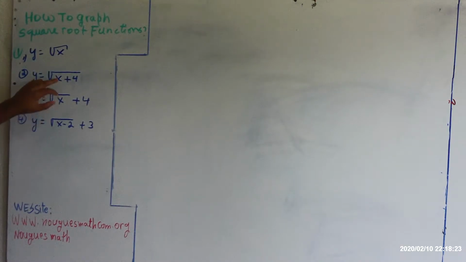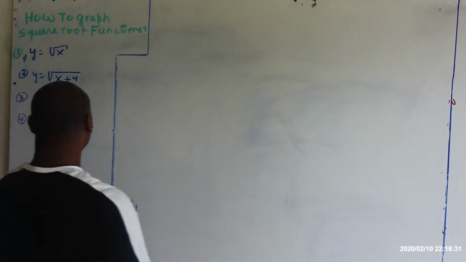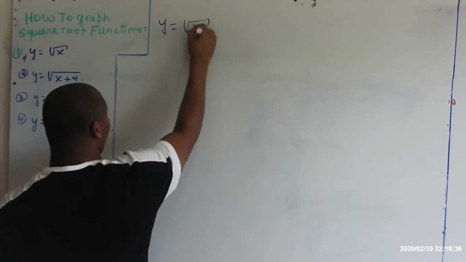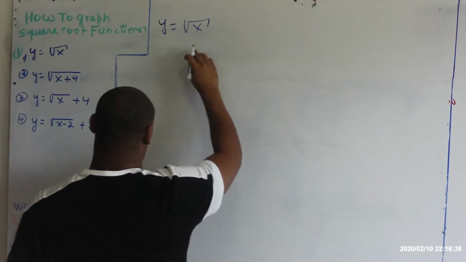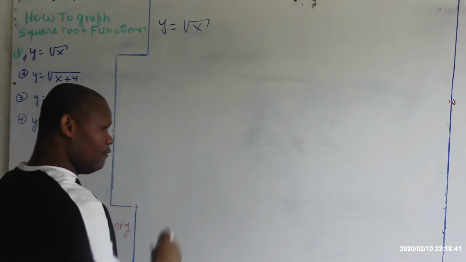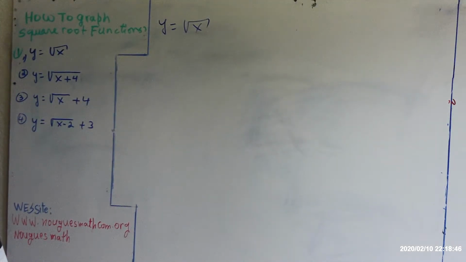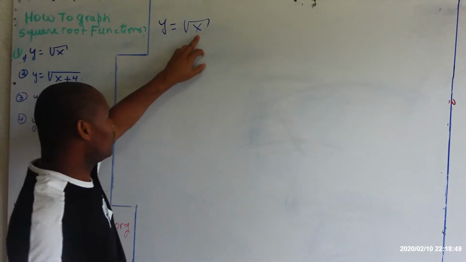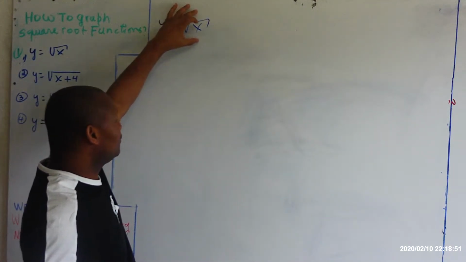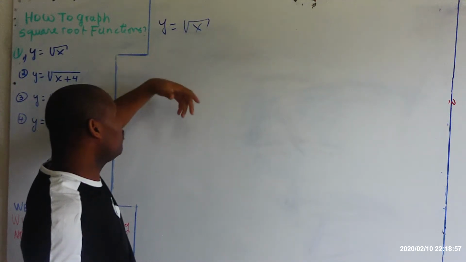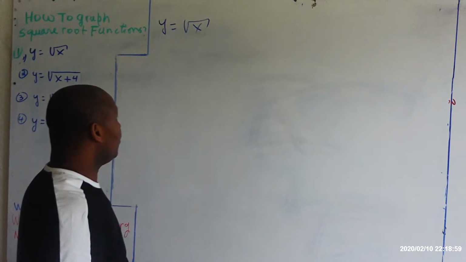So we're going to graph the original function first before we graph other functions. Let's graph the first one. For the first function, we're going to use a table. y equals square root of x. To graph a square root function, the only thing you have to remember is that any number you replace under the radical must be a number that will give you a perfect square.